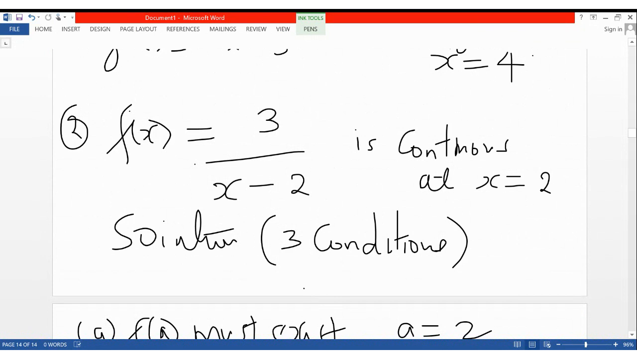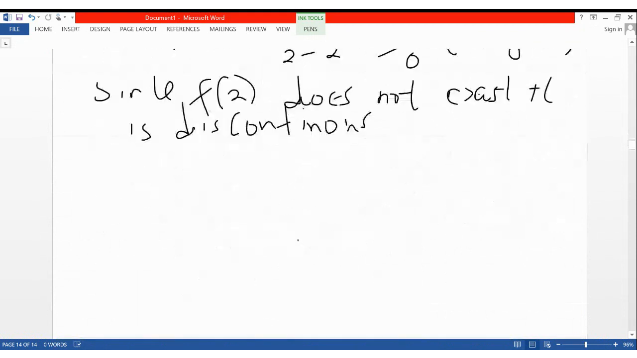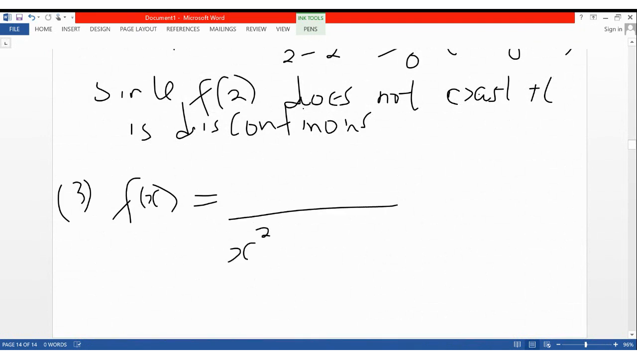But categorically, we can say at the point x equals 2, we are guaranteed by the first condition that we do not get an answer. It is what? Discontinuous. Number 3. f of x is equal to x squared minus x minus 6 over x minus 3, at x equals 3. That one there.